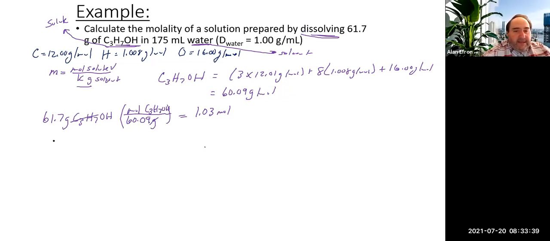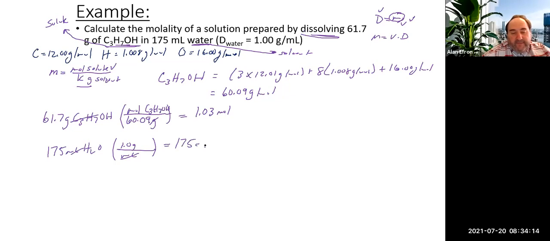They actually gave us 175 milliliters of water, and they gave us the density. So as we just saw a second ago, density is mass divided by volume. They gave us the density and they gave us the volume. That's going to allow us to solve for mass. Mass would be volume times the density. So in this particular case, we have 175 milliliters of water, which is our solvent. The density in this case is 1 gram per milliliter, so not too bad here. That is going to give us 175 grams of water.